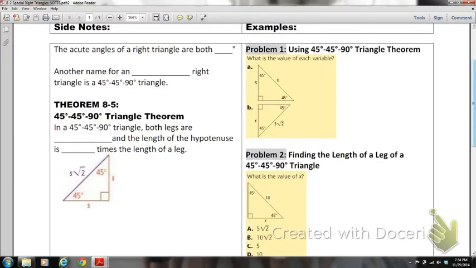In this lesson, you'll learn about two specific types of right triangles that are special right triangles. And the objective of the lesson is to use the properties of a 45-45-90 right triangle and a 30-60-90 right triangle.